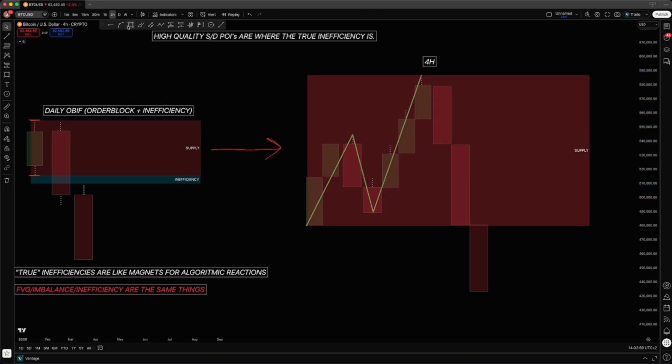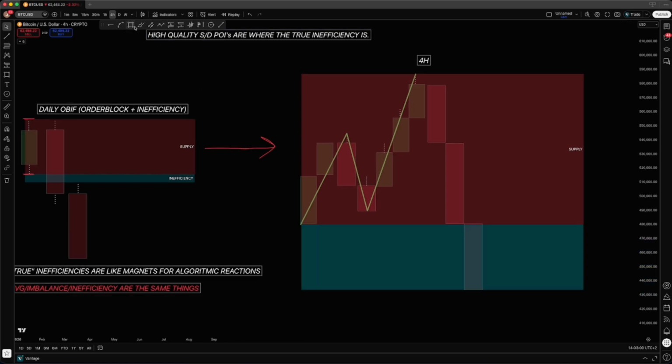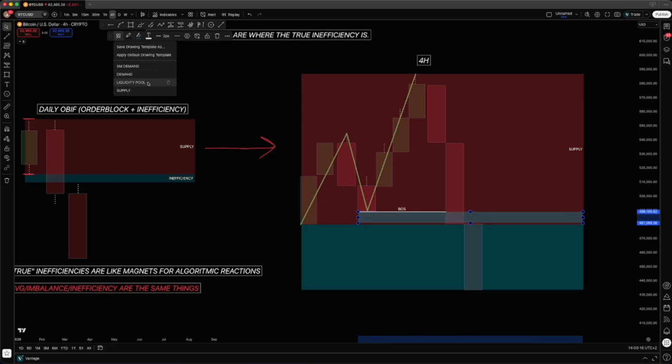But there is a difference because in this example, the imbalance lies here below. We are creating this imbalance. Let's make it blue. But we see on the 4 hour, we did already break structure here. Okay, we break structure here and we see here we do have the true imbalance sitting right below the break of structure. So why is this so important? Let me add true inefficiency like this.